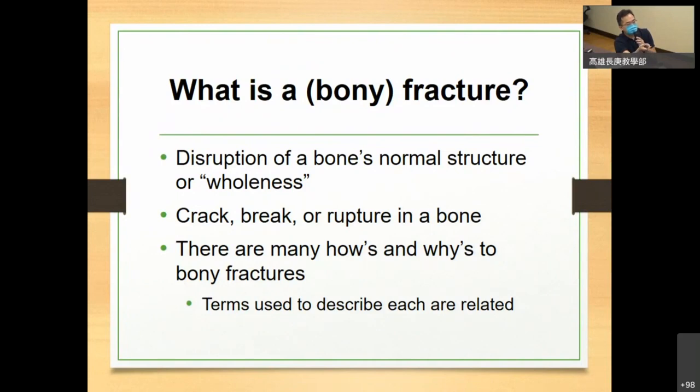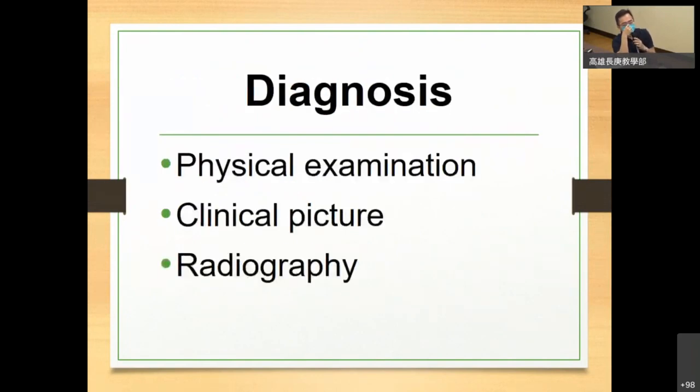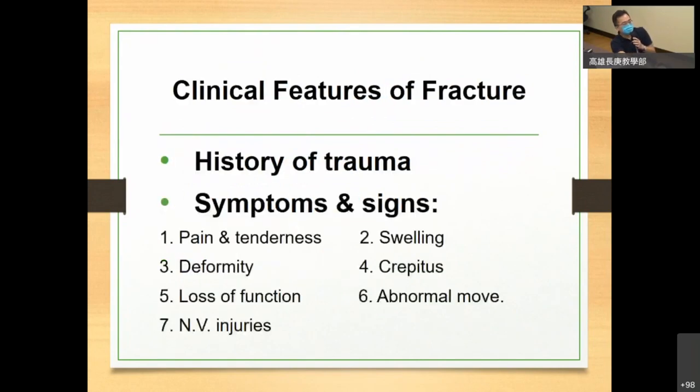If we want to diagnose a fracture, we can use three aspects. The first is physical examination, the second is the clinical picture, and the third is radiography. For the clinical picture, we should describe the history of the trauma and how you got the injury, maybe a traffic accident, or a fall, or some strong trauma episode. You should take a detailed history, and then ask the patient about the symptoms and signs.